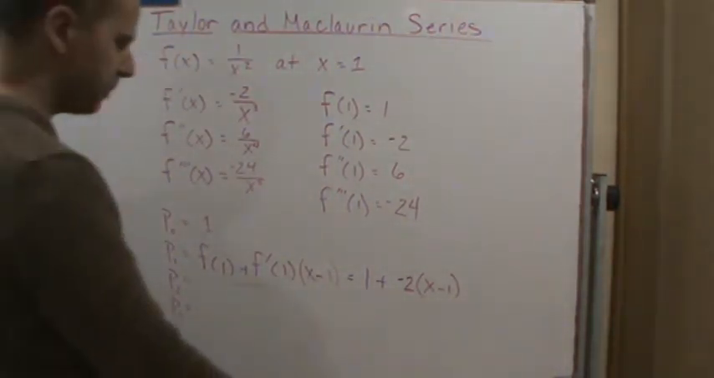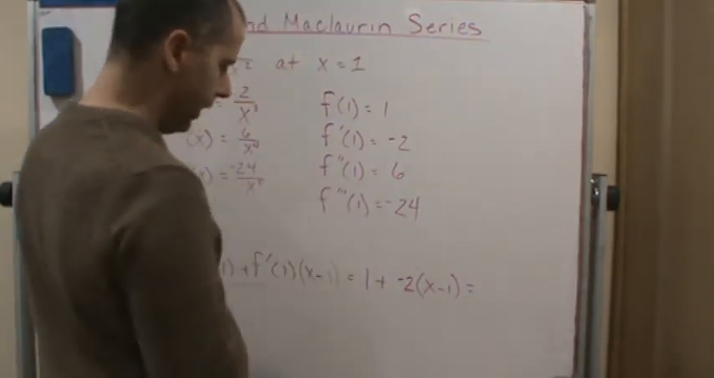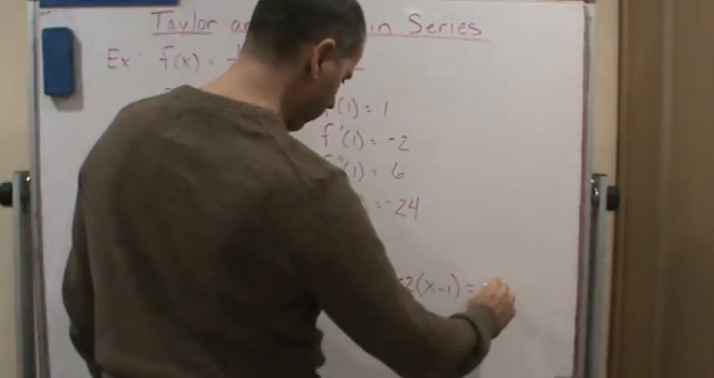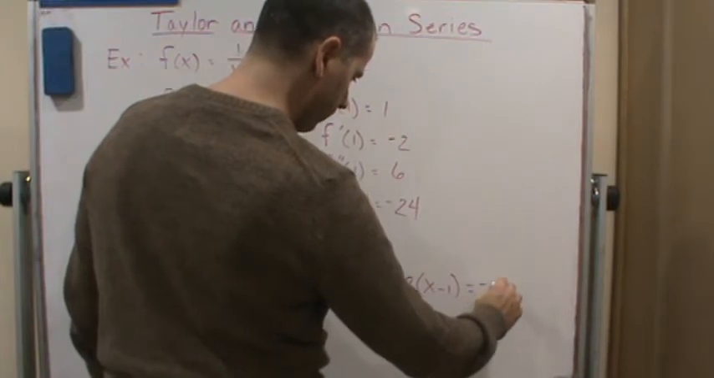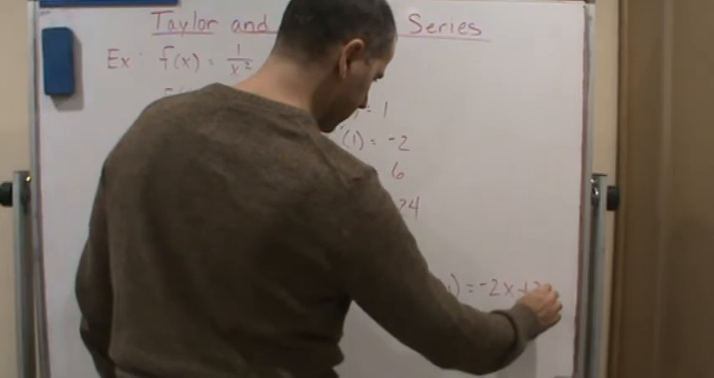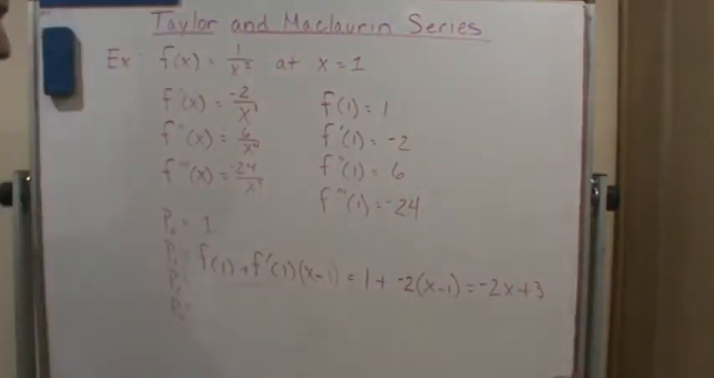Okay, so if I simplify this, what am I going to get? I'm going to get negative 2x plus 3, or 3 minus 2x.